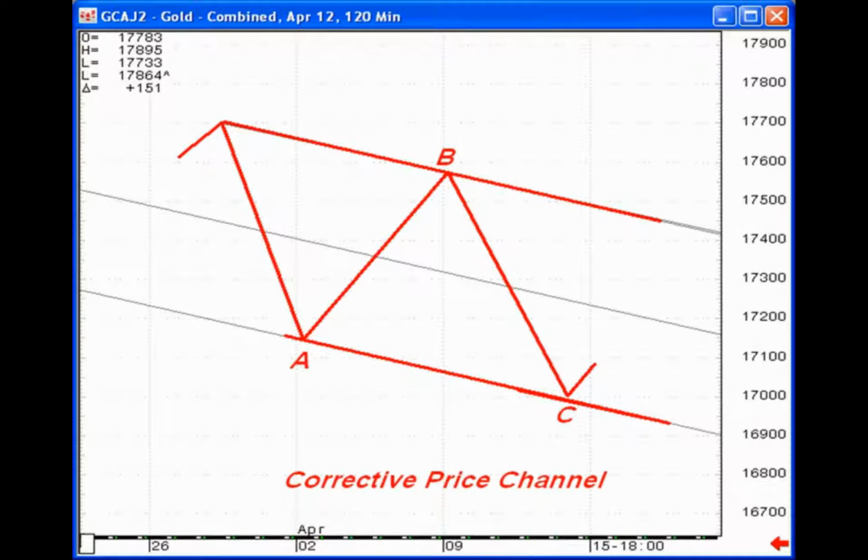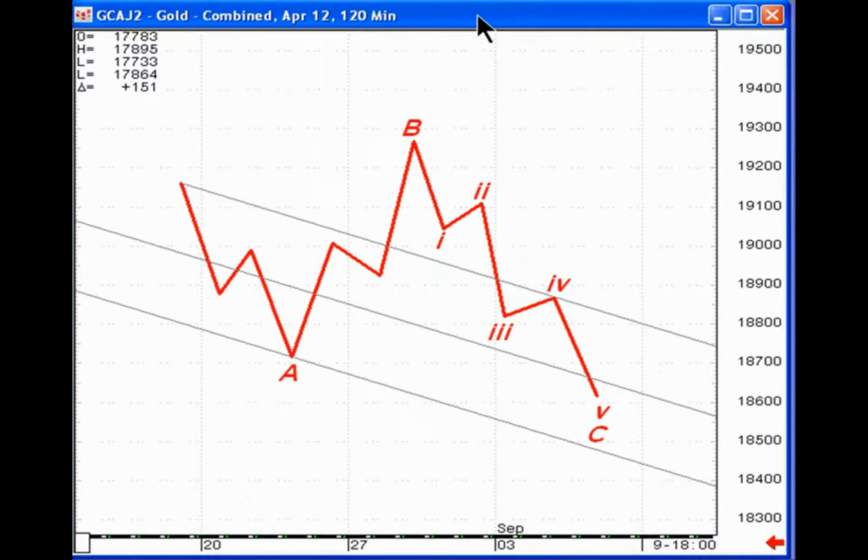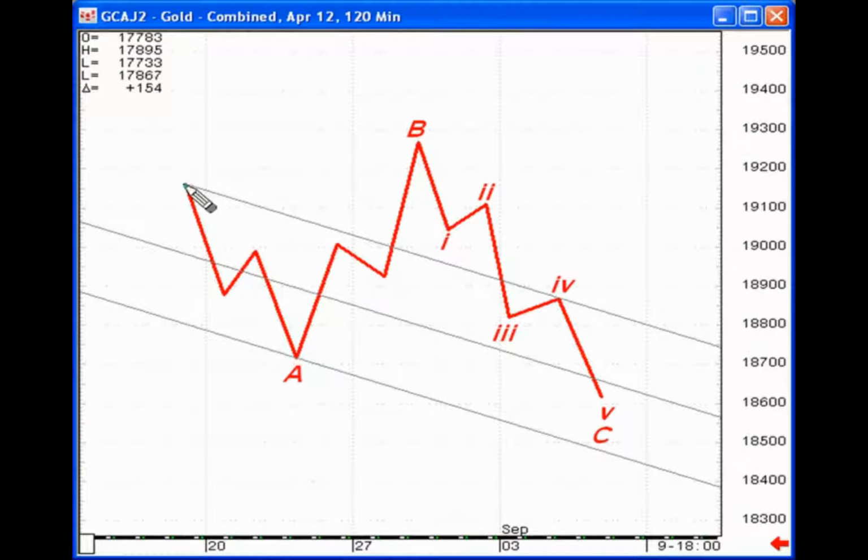With a flat correction or an expanded flat correction, the initial point is going to be the origin of wave A to the extreme of wave 4 of C, which is over here. Draw this trend line, take a parallel of that line and drop it down to the extreme of wave A, and in this instance, it looks like a center line reversal. That's how I draw the corrective price channel.